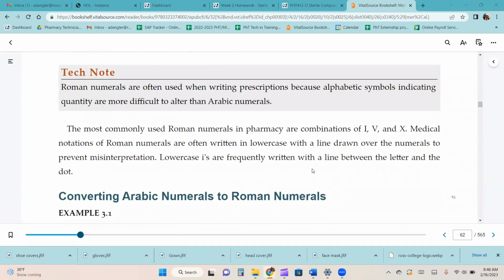The most commonly used Roman numerals in pharmacy are combinations of I, V, and X. Medical notations of Roman numerals are often written in lowercase with a line drawn over the numerals to prevent misinterpretation. Lowercase i's are frequently written with a value between the letter and the dot.